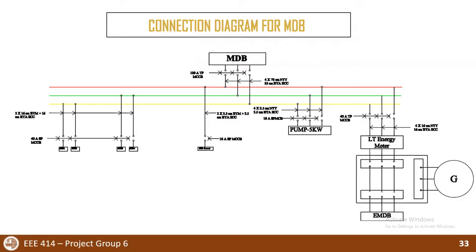Here we can see the main distribution board diagram. We found that the MDB current is 86.41 ampere. So a 100 ampere TPMCCB is needed. And so 4 into 70 RM NYY plus 35 RM BY ECC cable is required. Also, we can see EMDB is connected to MDB through a 4 into 16 RM NYY plus 16 RM BY ECC cable. And a pump of 5 kilowatt goes straight to MDB through 4 into 2.5 RM NYY plus 2.5 RM BY ECC cable.